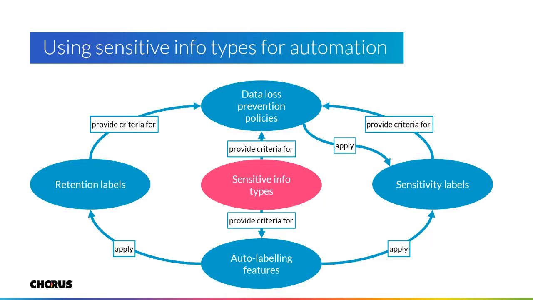And just to give you an idea of how fundamental sensitive information types are to these capabilities, you can see here how they're central to lots of different things in Microsoft compliance and protection. So we can use sensitive information types to automatically apply retention labels. We can use them to automatically apply sensitivity labels. And we can also use them to drive data loss prevention policies, which we're not going to cover today, but which is another one of those foundational areas of compliance and governance in Microsoft 365.